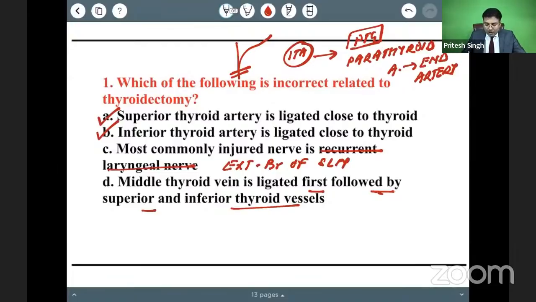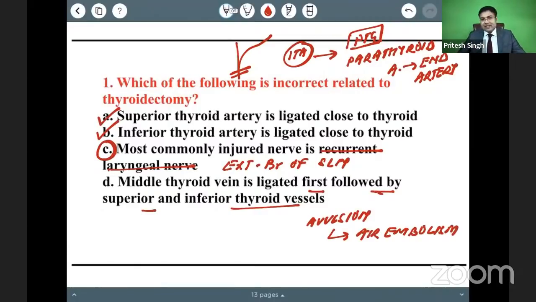Why? Because if you are not going to ligate it, what happens? There is avulsion of this vein, and this leads to air embolism. Clear? So the correct answer for this question is C, because this option is incorrect. Okay. So I request Dr. Kaushal to continue. Sir, please continue.